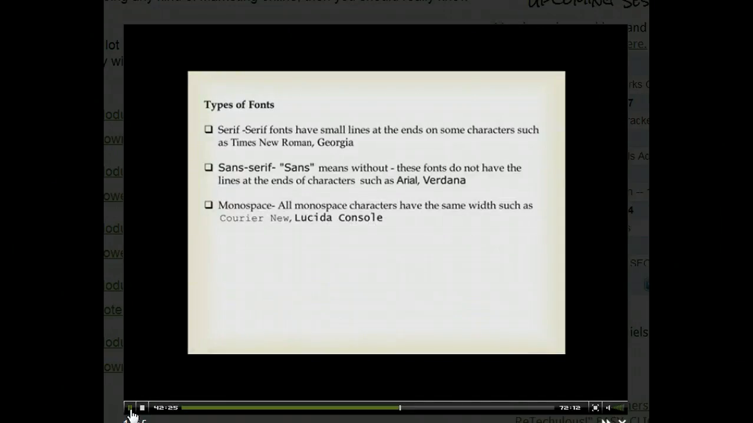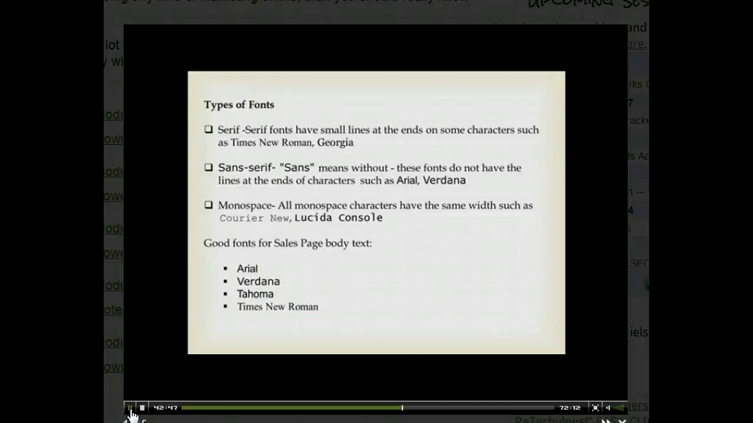Monospace. All monospace characters have the same width, such as Courier New and Lucida Console. Those guys, the space is going to be the same width for all the characters. Good fonts for sales page body text are Arial, Verdana, Tahoma, and Times New Roman.